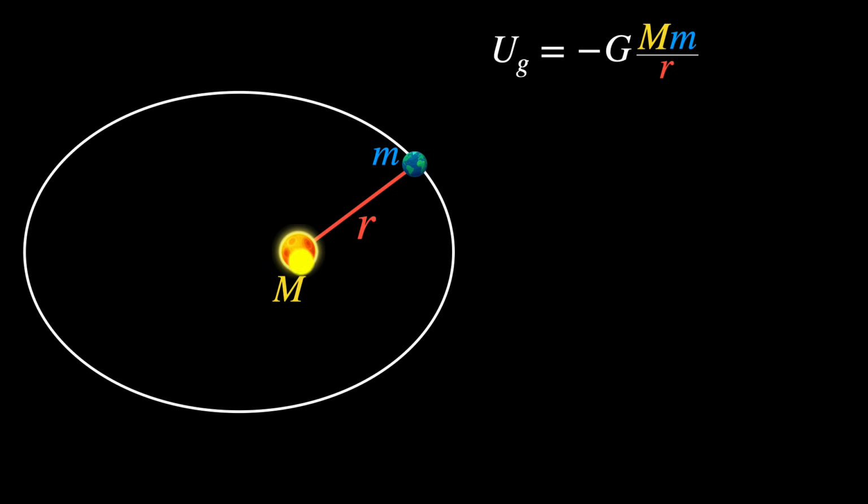And secondly, remember that this is the energy of the entire system. We don't have to consider the energy of the star separately and the potential energy of the Earth separately. We always consider potential energy for a system. So this is the potential energy of this entire system.